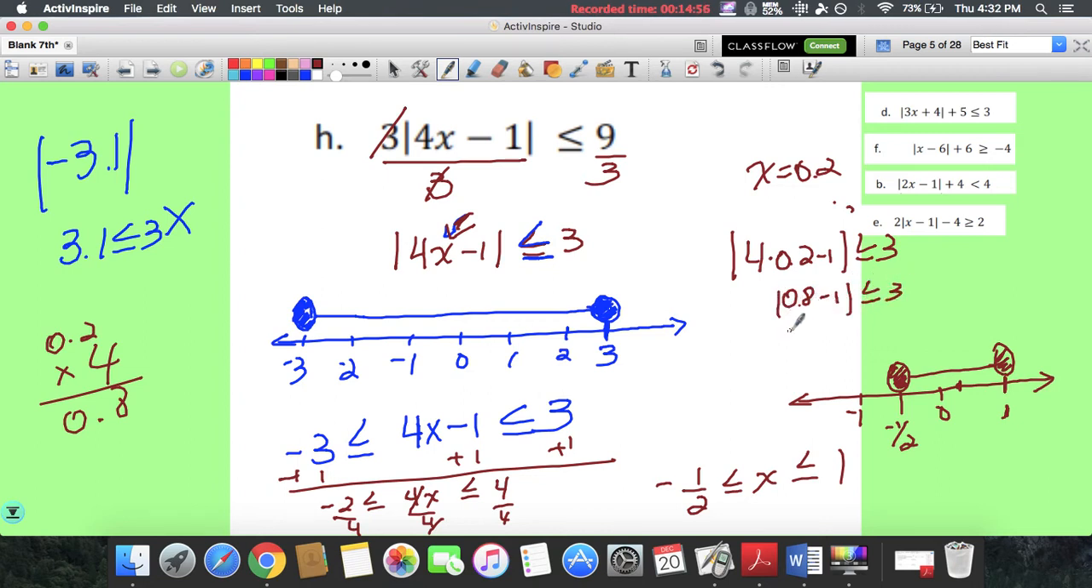And what's 0.8 minus 1? It's negative 0.2, less or equal to 3. And what's the absolute value of this negative 0.2? It's 0.2. And is 0.2 less or equal to 3? Yes. So any of these values that I pick to replace x, I'll be fine.